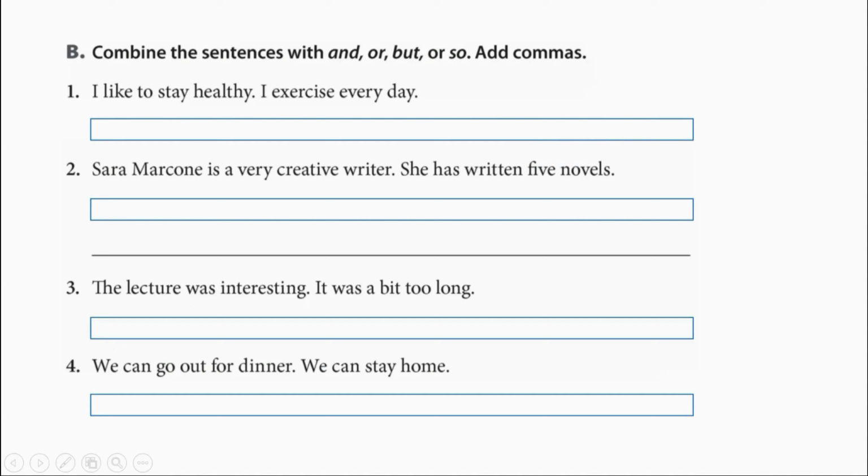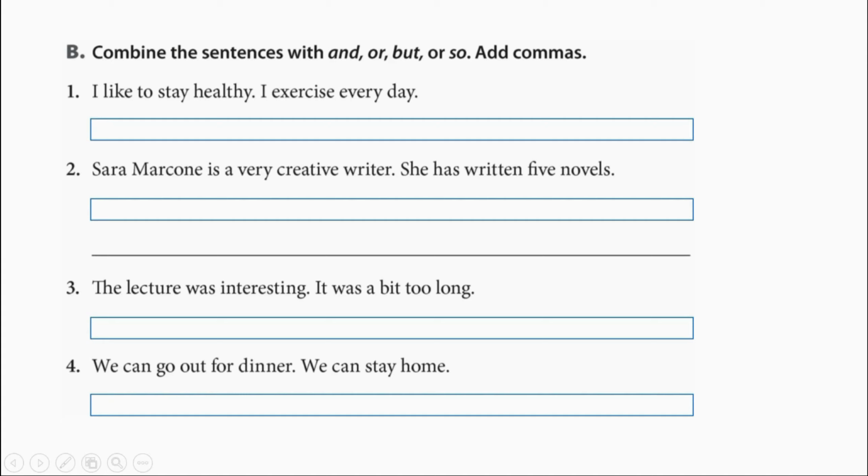Okay, let's move on to activity B, where we have to combine the sentences with and, or, but, or so. And we have to add commas. So we have two simple sentences, like for example, number 1, I like to stay healthy. Simple sentence 1. And then we have, I exercise every day. Simple sentence 2. We have to turn these two simple sentences into one compound sentence using and, or, but, or so. So let's do number 1.